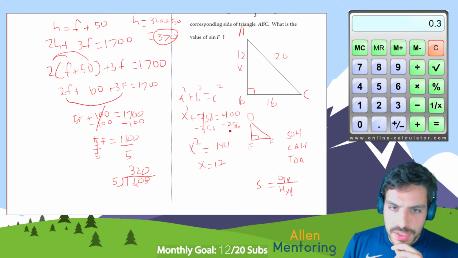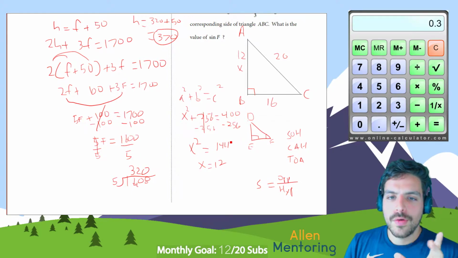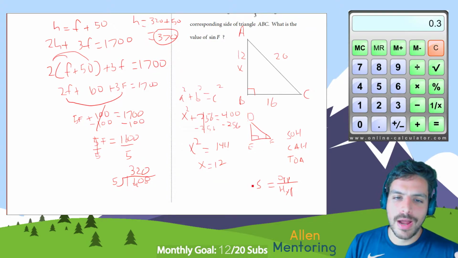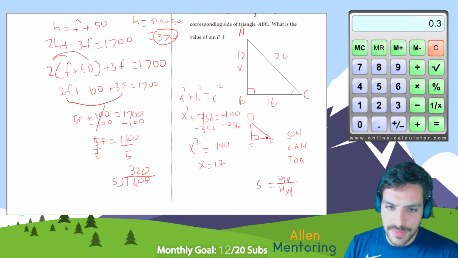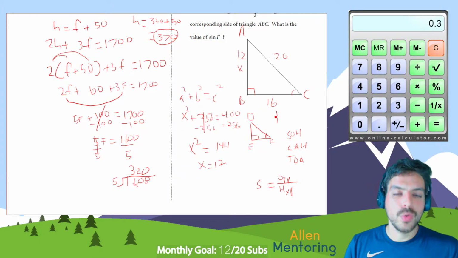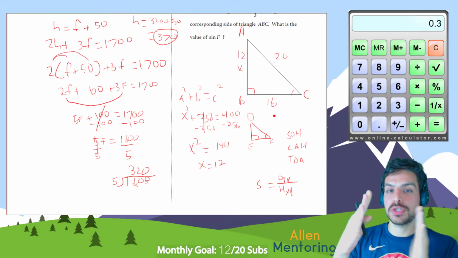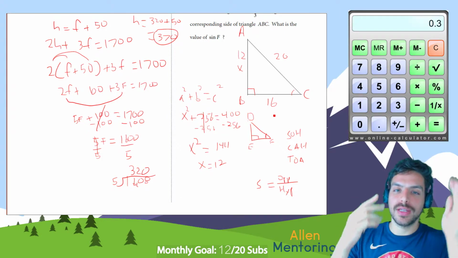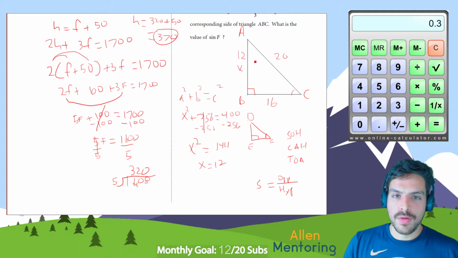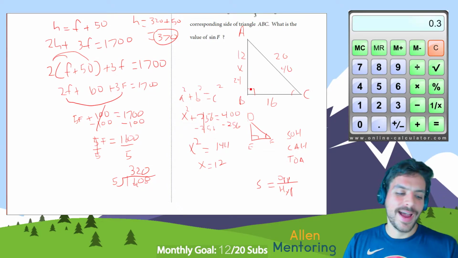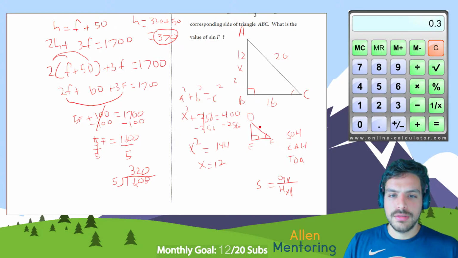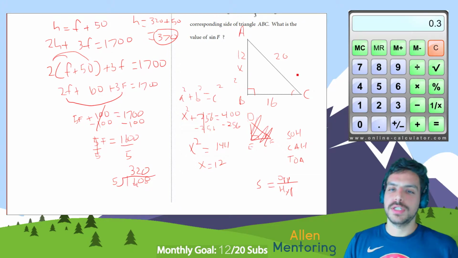But what's interesting here is that sine, for any similar triangles, is not going to change. It doesn't matter how large or how small this triangle is. Sine of this C will be equal to sine of this F, because sine only cares about the ratio between those two sides. It doesn't care about the actual length. If this is 12 and this is 20, it doesn't matter if this is 24 and this is 40. As long as the ratio is the same, the sine is going to be the same. So we can ignore this triangle in general.